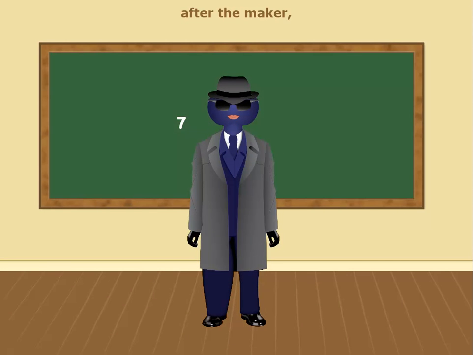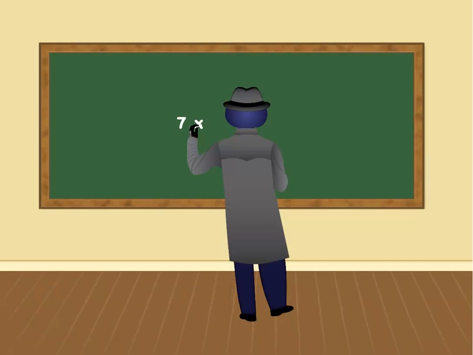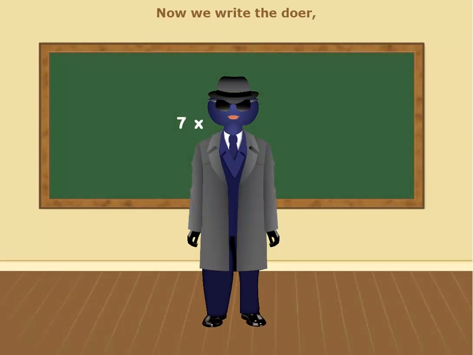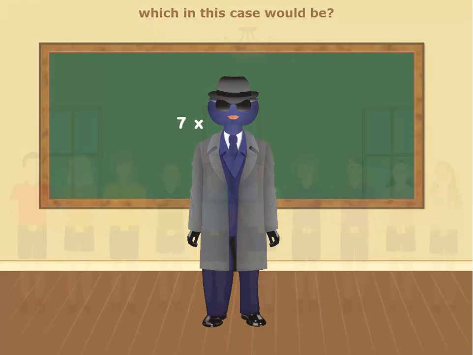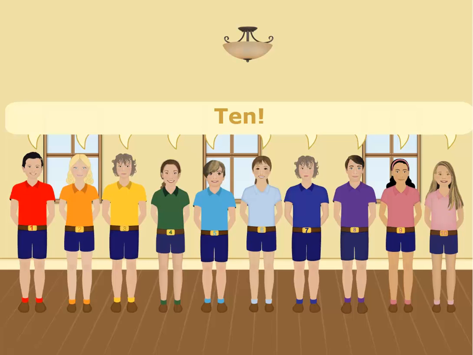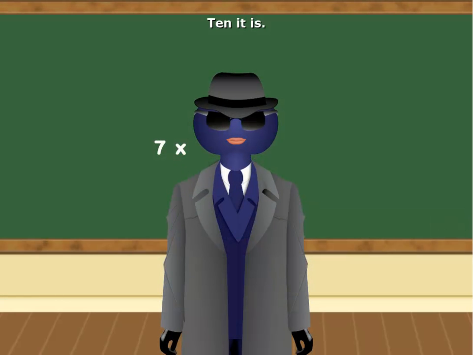Now, after the maker, we write the secret sign for multiplication, which looks like the letter X. Go ahead and write an X after the 7. Now we write the doer, which in this case would be 10. 10 it is. Go ahead and write a 10 after the X.